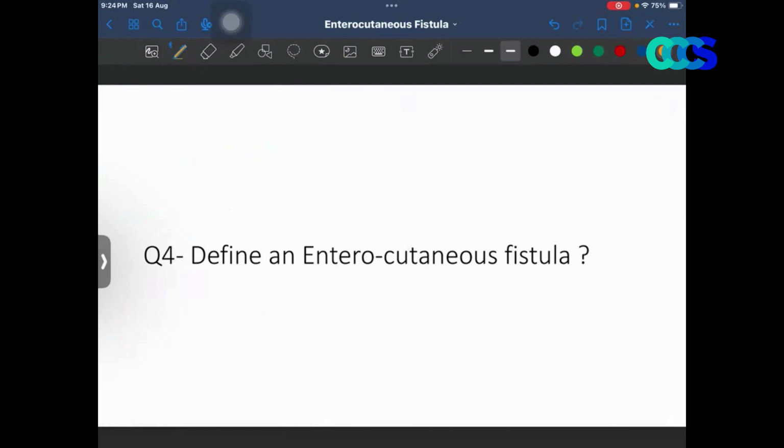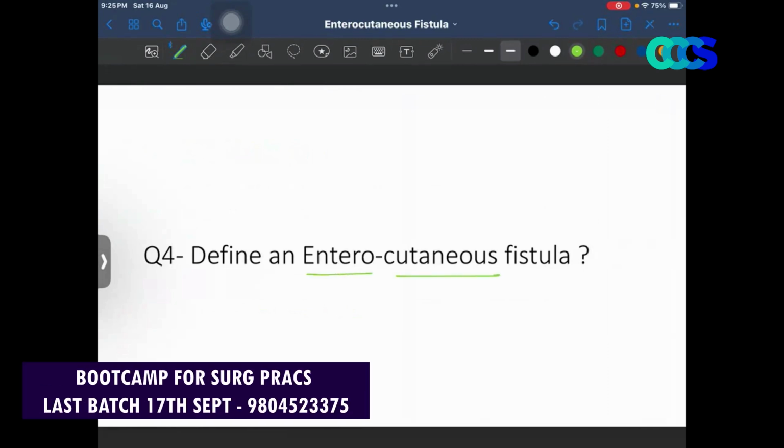Enterocutaneous fistula? Can you define an enterocutaneous fistula? Go ahead, Shu. Enterocutaneous fistula. This is an abnormal communication between the epithelial surface of the skin and bowel. Very good.